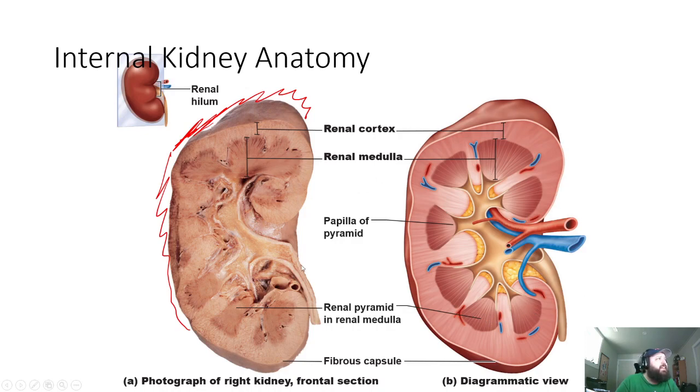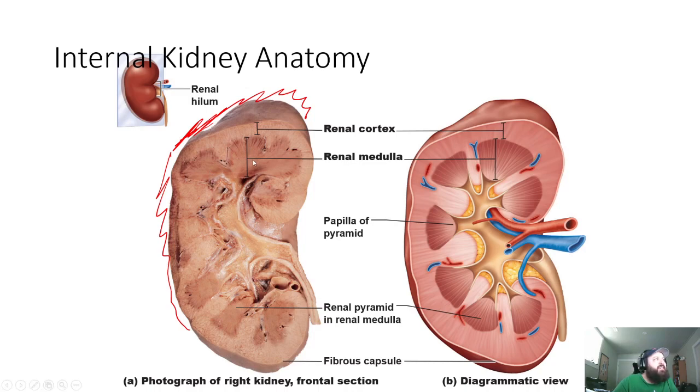So you can see in the real picture on the left-hand side here, you can see 1, 2, 3, kind of 4, 5, 6, 7 of those renal pyramids present. The apex of each of those pyramids, the point at which the pyramids sort of meet together, here, here, here, here, here, these are called the papilla. So these are called the papillae of the pyramids.